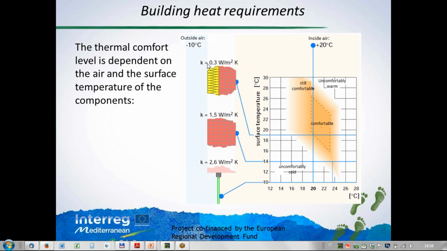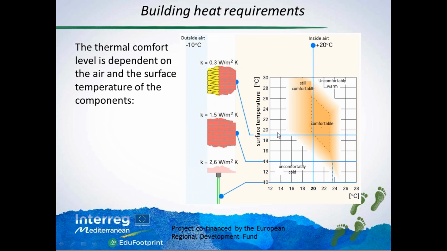So we see here that if we have a low U value, here it is K because it is an old graph, but now it's called U. And we see that with an insulated wall, we can guarantee a higher temperature of the surface, so the temperature of the air can still be lower and guarantee at the same time the same comfort.